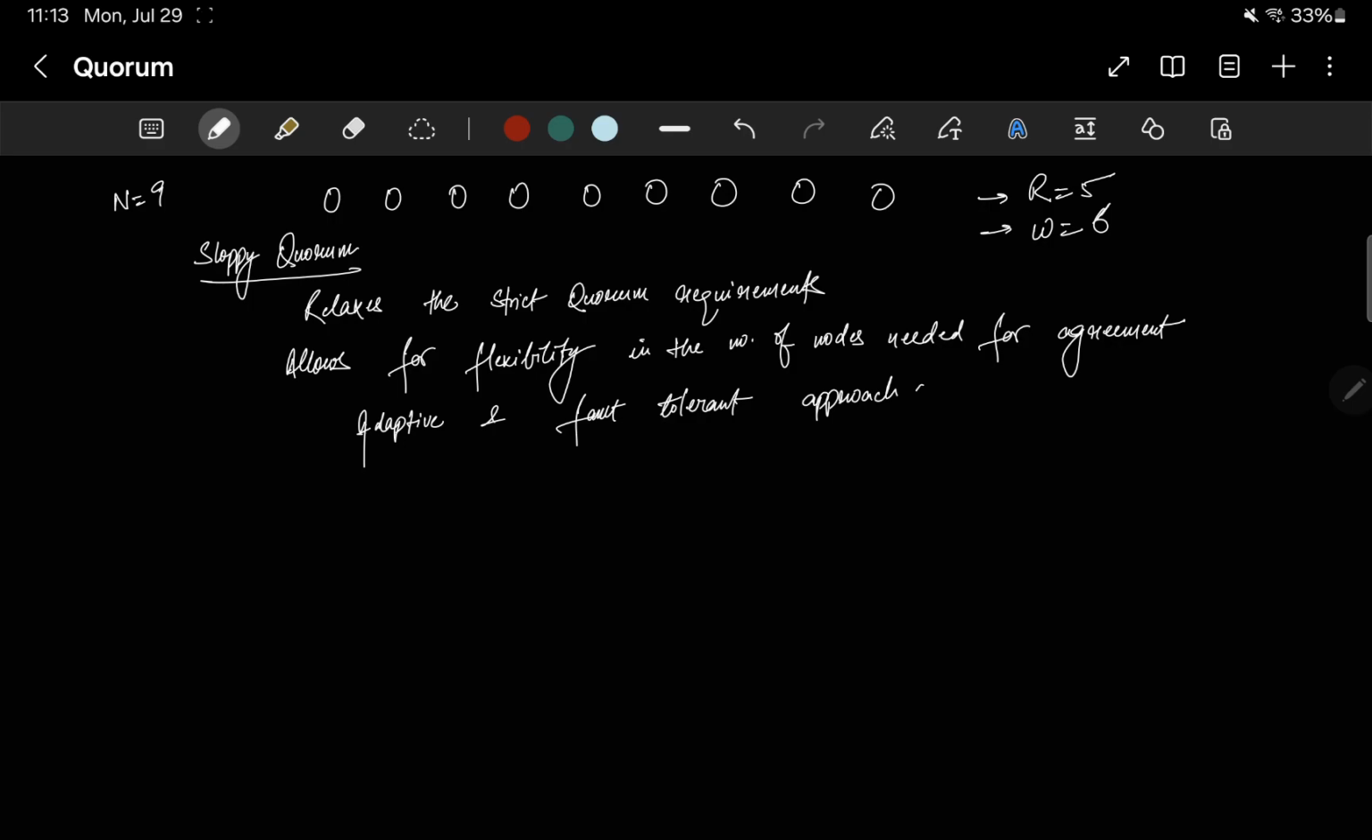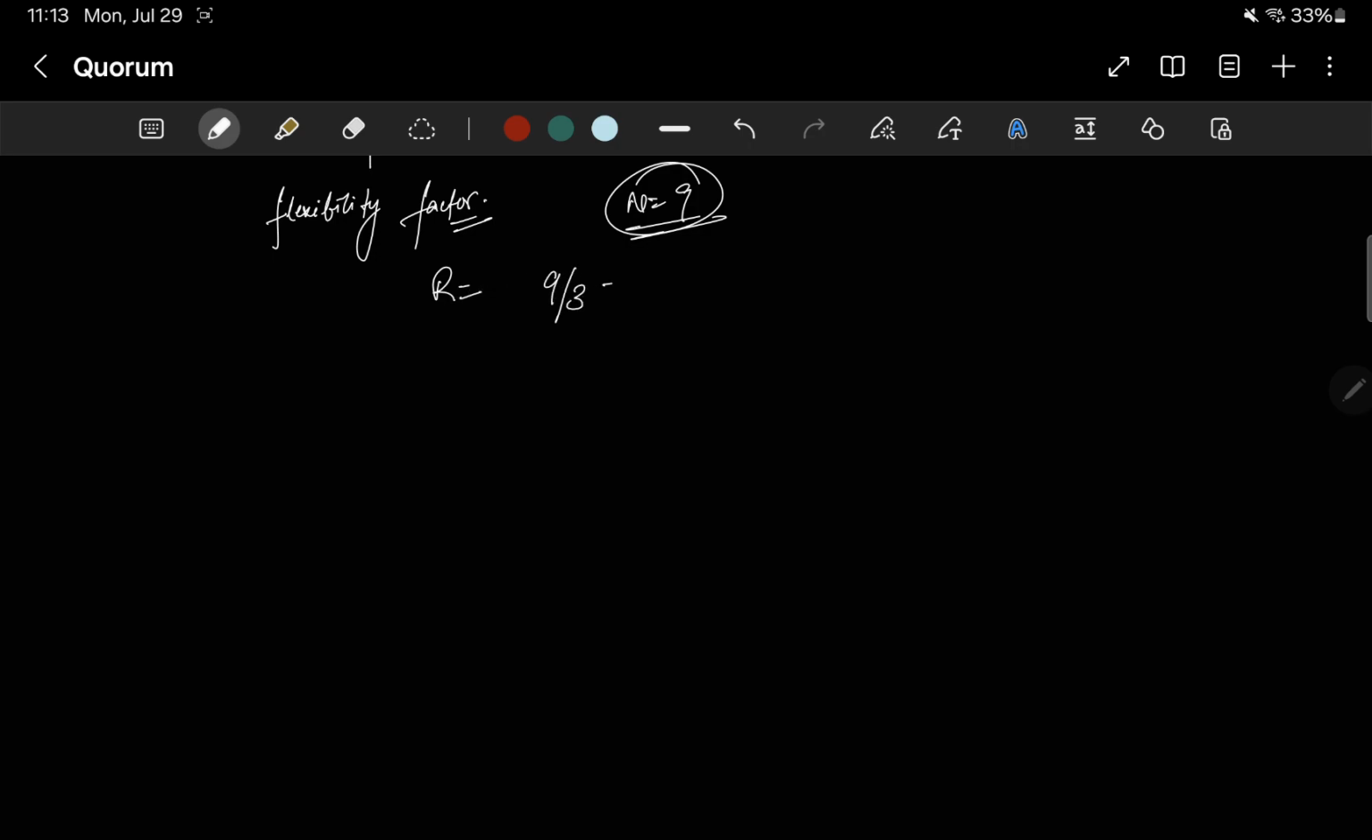In traditional quorum, we have a strict requirement, like read would be total number of nodes by 2 and something like this, for read and write. But sloppy quorum introduces something called a flexibility factor. So if we have the number of nodes as 9, read quorum size can be 9 by 3, which is 3, to 2 into 9 by 3, which is 6. So read quorum can be anywhere between 3 to 6.